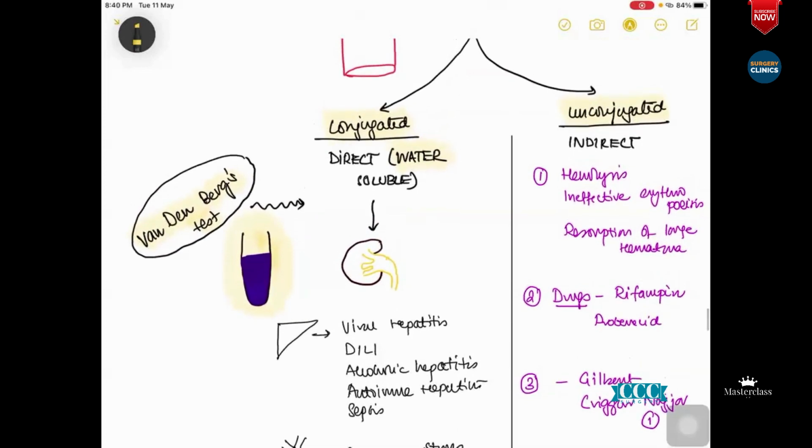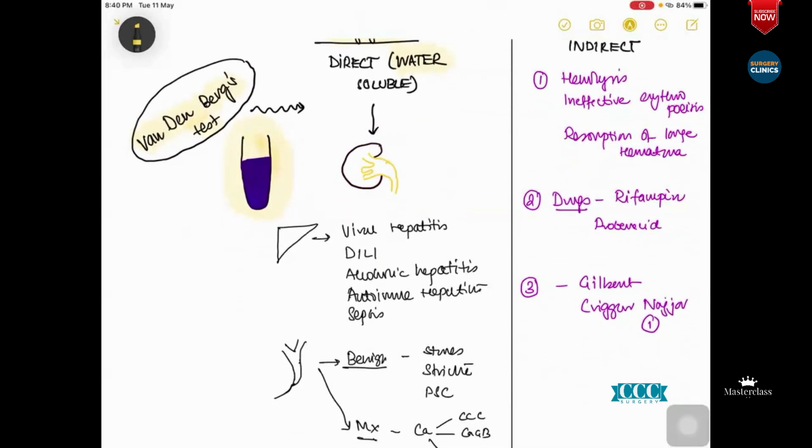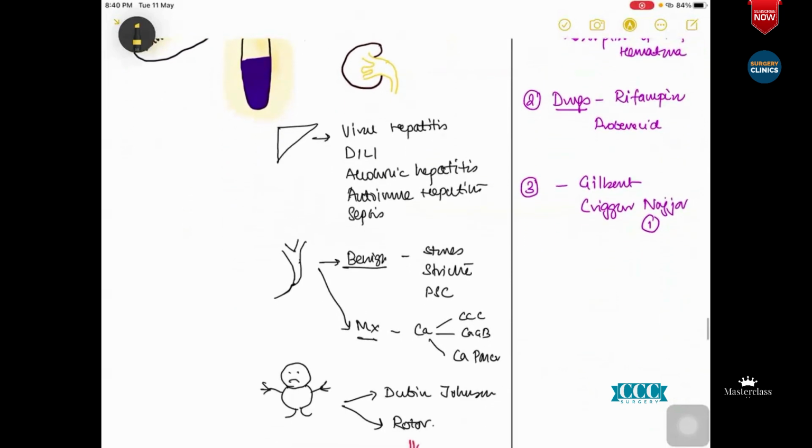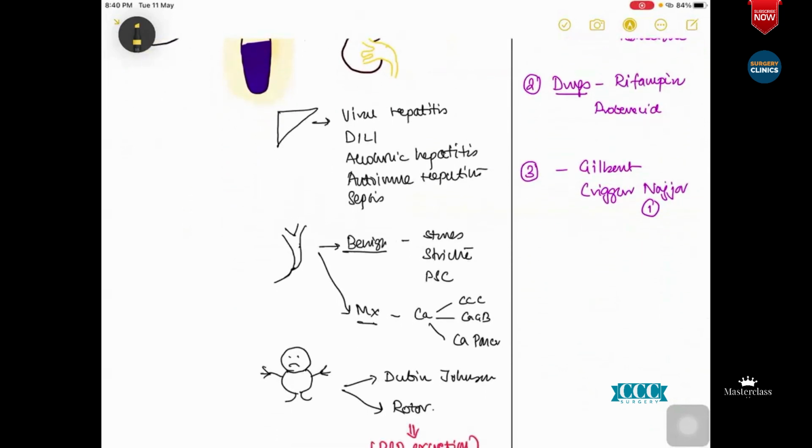So where do you find conjugated bilirubin to rise? You can find it in a few hepatic causes like viral hepatitis, drug-induced liver disorders, alcoholic hepatitis, autoimmune hepatitis, and sepsis. It's something very common. Anything goes wrong with the liver, always check the viral status of the patient, check whether the patient is on drugs, check whether the patient is an alcoholic, and autoimmune hepatitis. These are just common medical conditions which are always associated with hepatic failure and a rise in any of these enzymes.